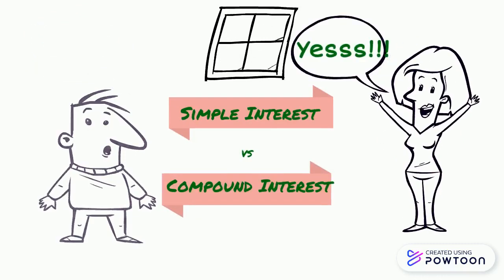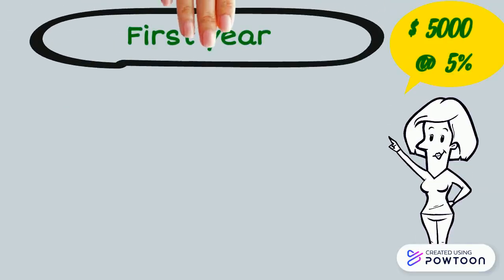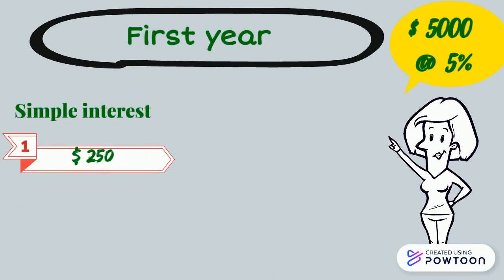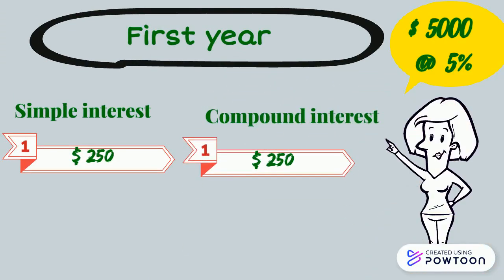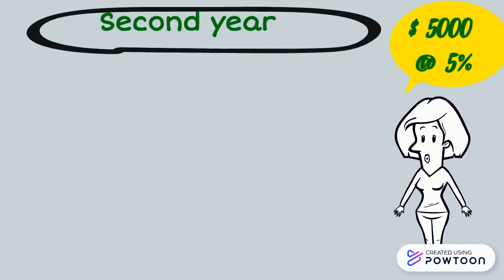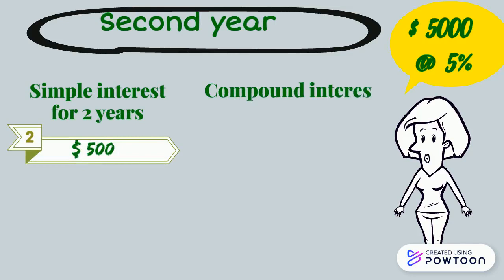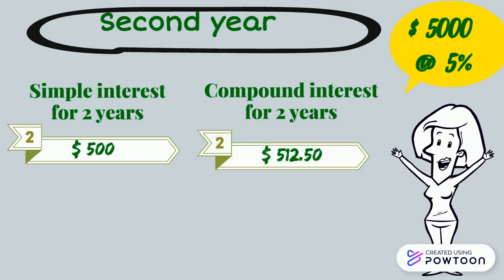Yes, I'm happy to help. Eric, in the first year of investing $5,000 at 5% interest rate, you'll get a return of $250 as simple interest. And in case of compound interest also, you'll get the same return in the first year. However, in the second year, the total simple interest for 2 years will be $500. But when the same amount is compounded annually, at the same interest rate, you get a return of $512.50.